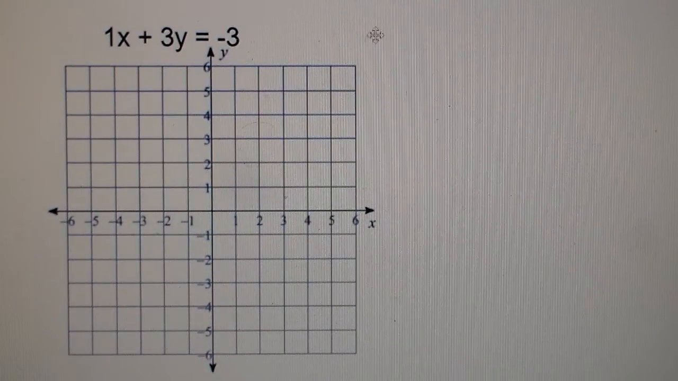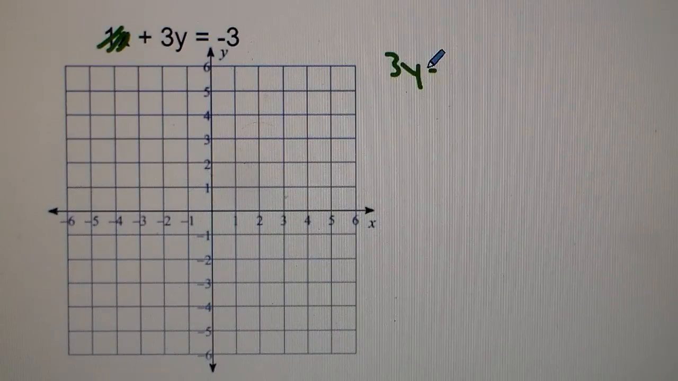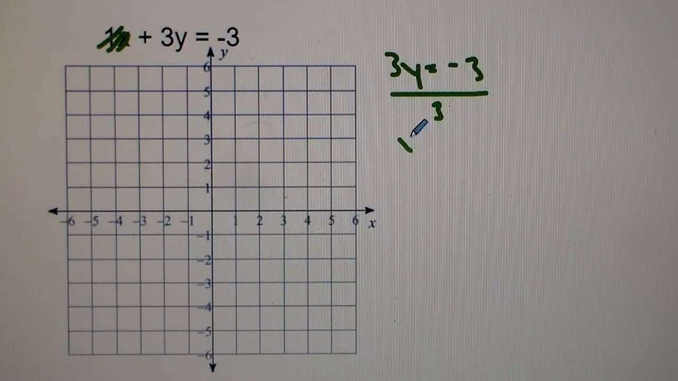Here's our next one. We got 1x plus 3y equals negative 3. To solve for y, we eliminate the term with the x in it. So we have 3y equals negative 3. Divide by 3 to both sides, and we get y equals negative 1. We plot a point at negative 1.